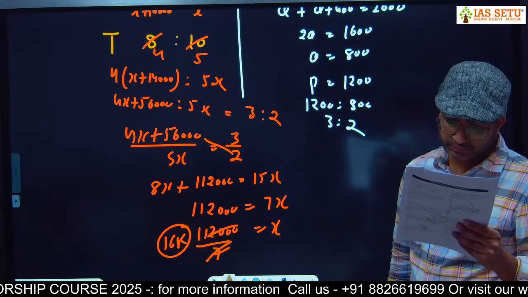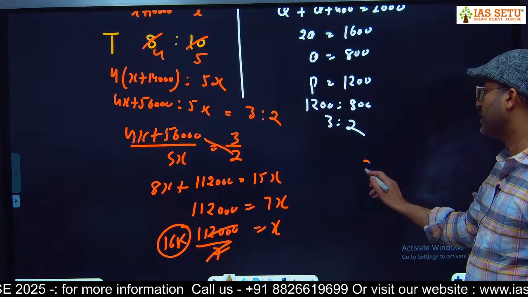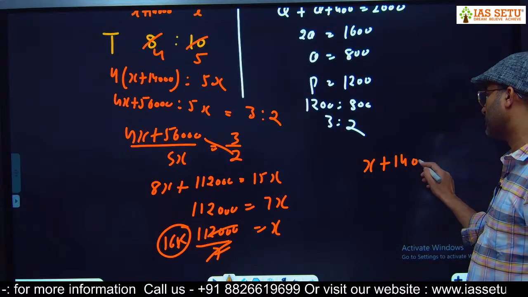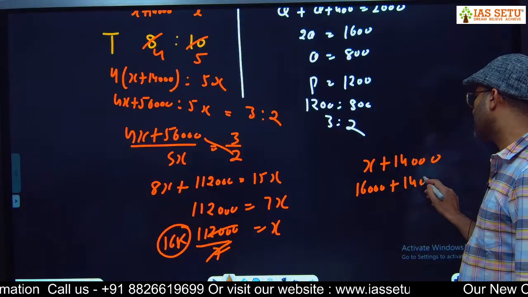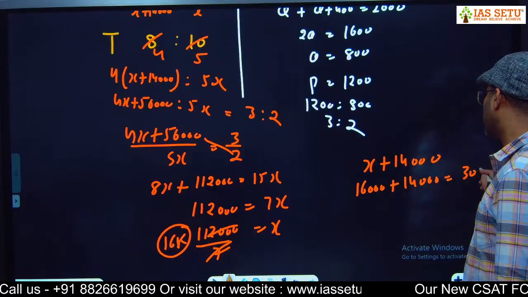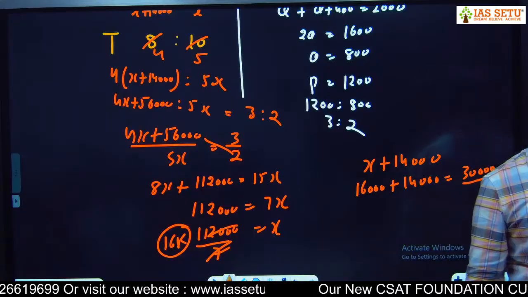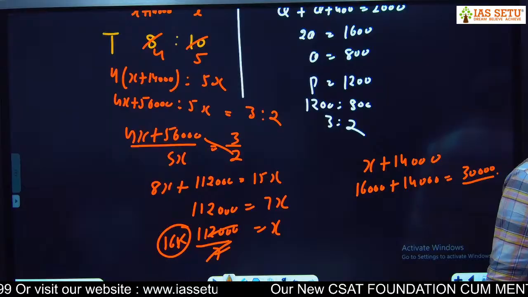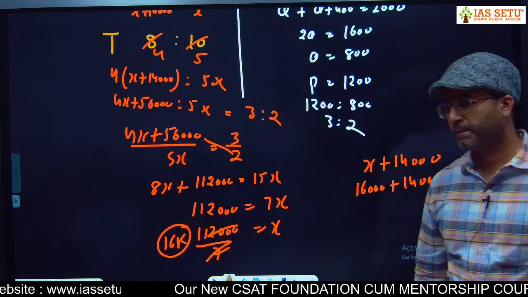What is the question asking? The capital contributed by P is x plus 14,000, so 16,000 plus 14,000, so P's capital comes to 30,000. P put 30,000 rupees as capital. Fine.